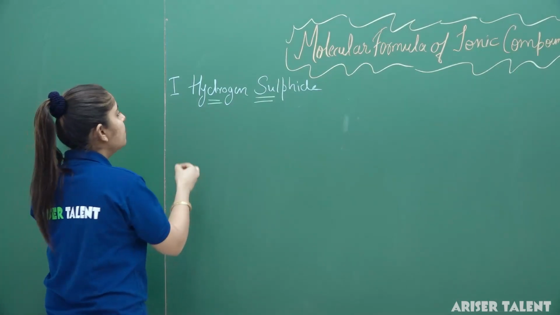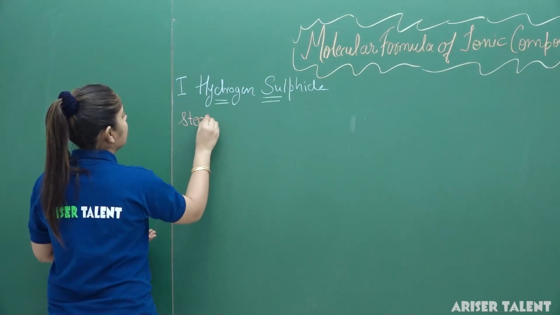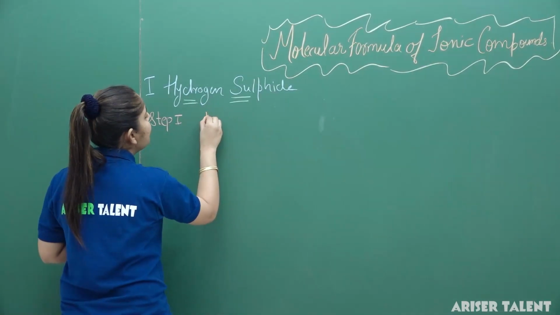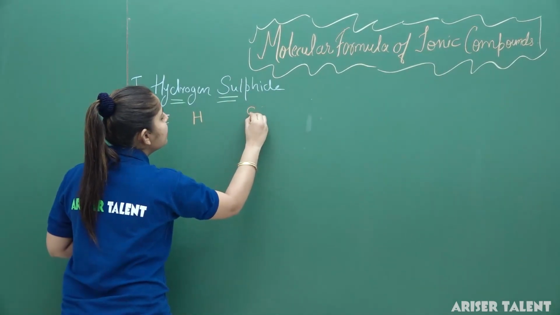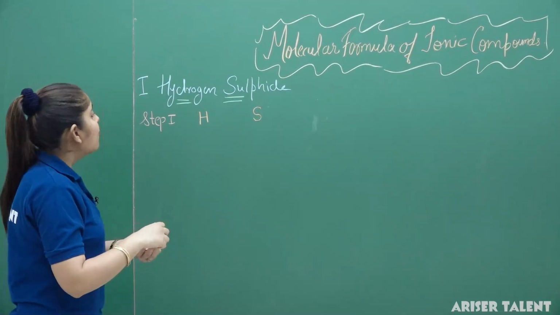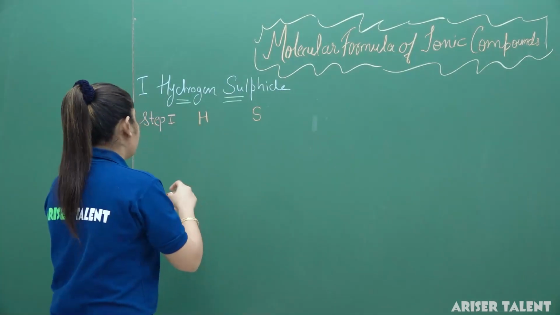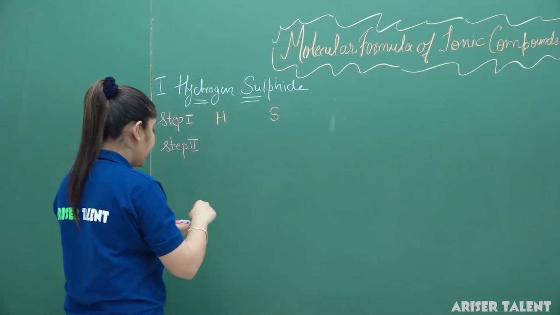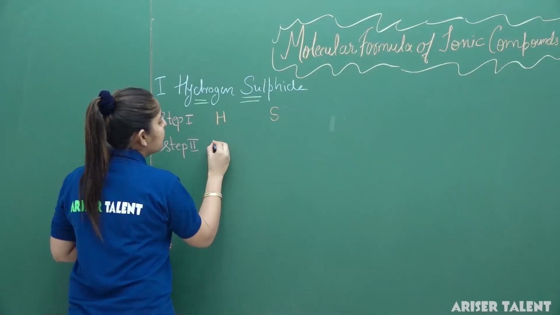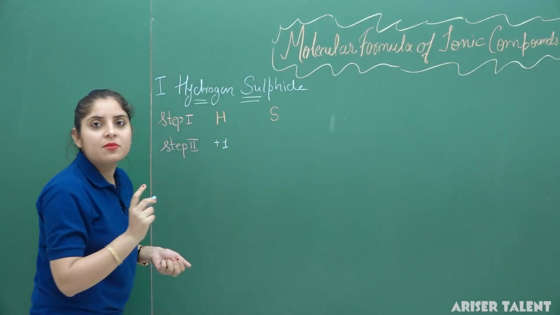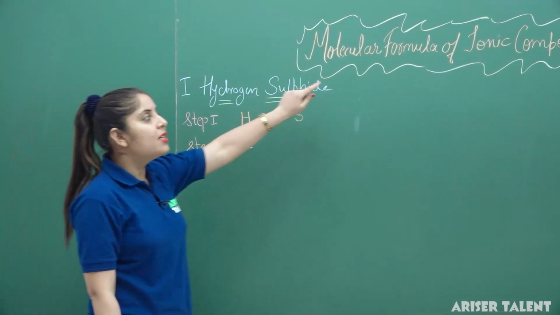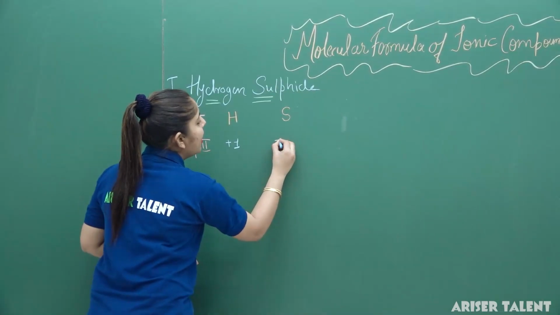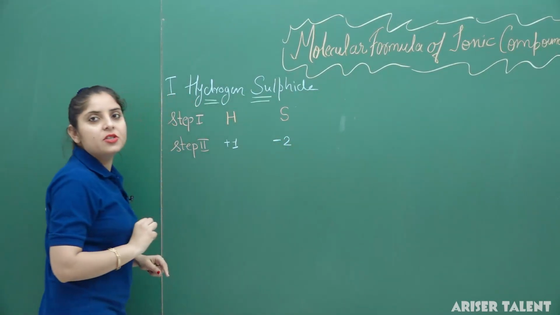In our step number 1, we will write the symbol for both the compounds. For hydrogen, we have a symbol H, and for the sulfide, we have a symbol S. Now, we will write the corresponding valencies below them. In our step number 2, we are writing the valencies. For hydrogen, we have a valency of +1. Here I am showing +1 because we have studied the formation of ionic compounds here. And for sulfide, we have a valency of -2.